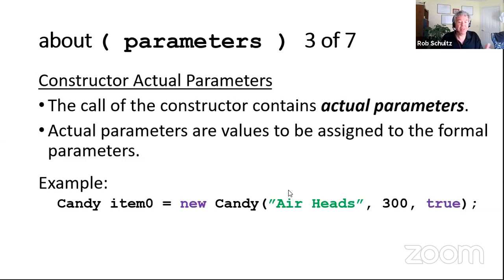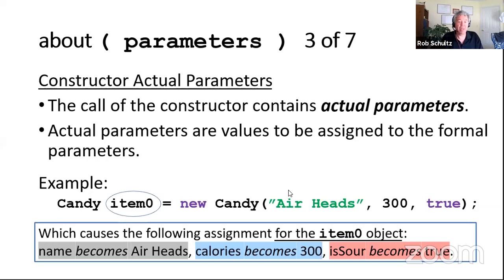So inside the main method or some method that's running that's gonna create a candy item, we have a call to candy, and the object name is going to be item O. We specify new, so we're calling the constructor, and notice now we're putting in actual literal values. We've got airheads, our quote, we've got 300, and we've got true. So in the actual class, the formal parameter name becomes airheads, the formal parameter calories becomes the actual value 300, and the formal parameter is sour becomes the actual value true.